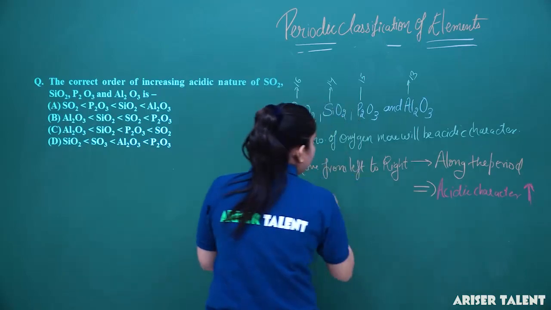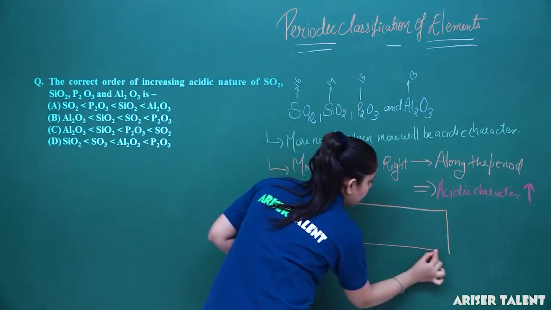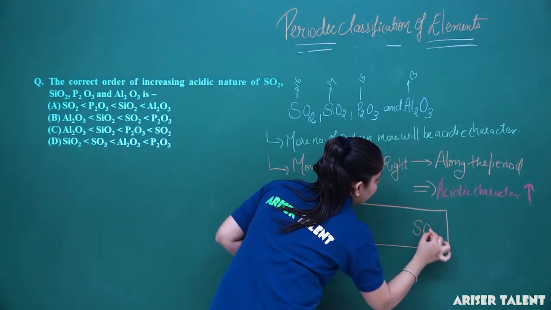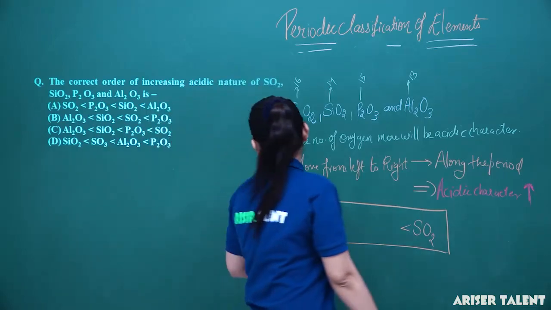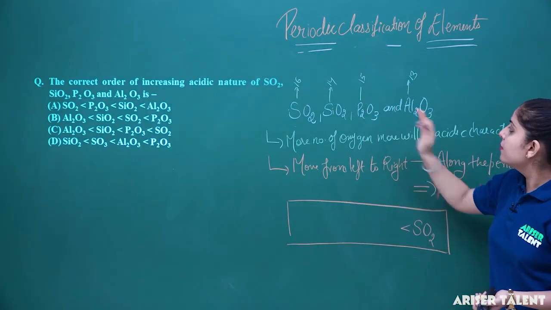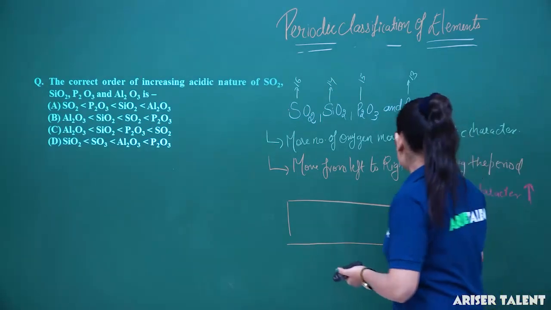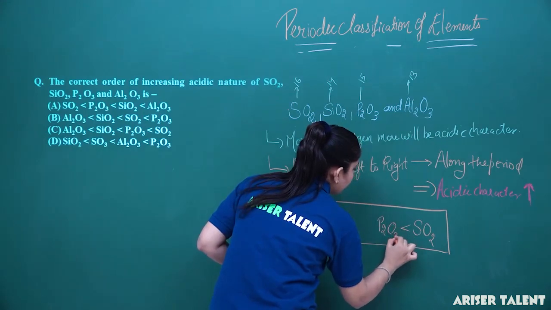So if I am going to arrange these compounds, we find that sulfur will be more acidic. Then after sulfur, we have the 15th number element, that is P2O3. So P2O3 will lie here. So P2O3 will be less acidic.